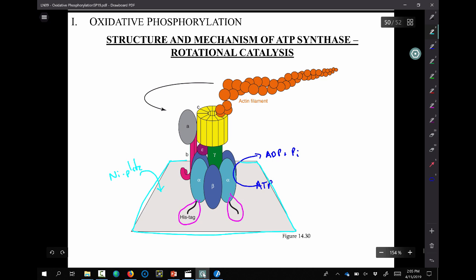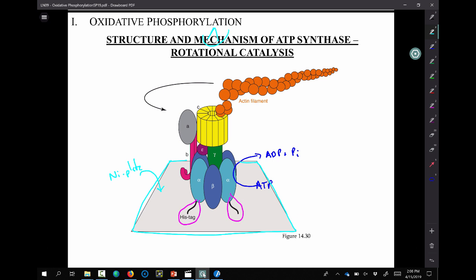And so by putting these his tags on the alpha subunits, they could properly orient any ATP synthase molecule that they had expressed in their expression system, so that when they looked at the nickel plate, they knew that they were looking down on ATP synthase. In other words, their eyeball is going to be right here, and they could ensure that all of them are oriented in one direction.